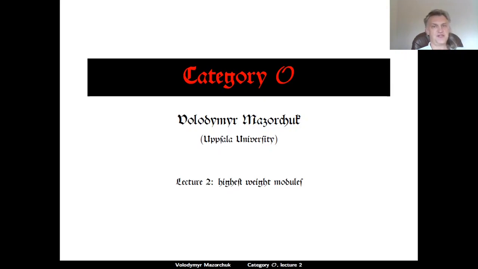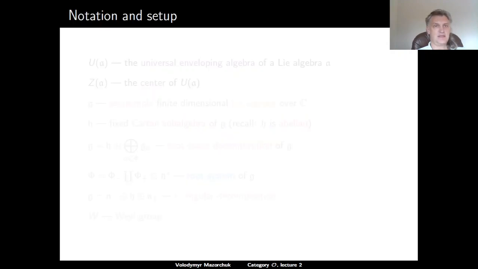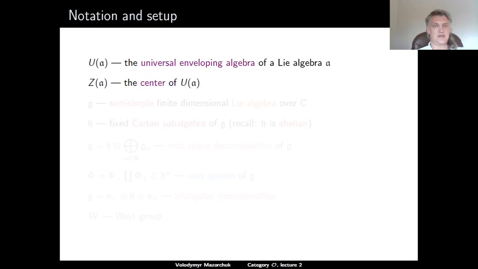Category O, Lecture 2, Highest Weight Modules. Let's start with some notation and setup. For a Lie algebra A, we denote by U(A) the universal enveloping algebra of A, and by Z(A) the center of U(A).